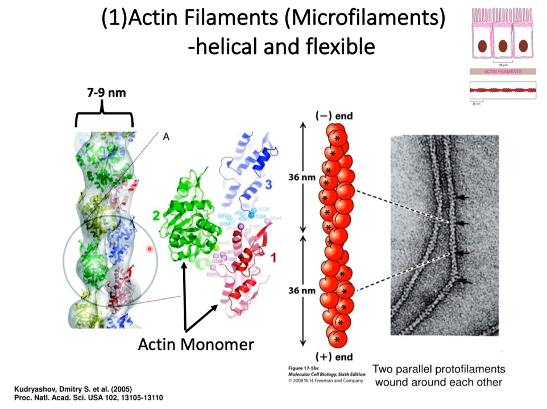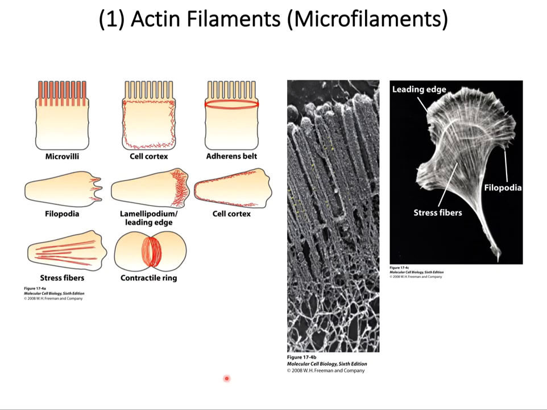And on the left is a molecular model of the actin filament. And as you can see, there are 3 individual monomers that have been shown right here. And these are a twisted, helical chain of the actin. So depending upon the cell type, you will find the actin filaments or microfilaments in different places in the cell.